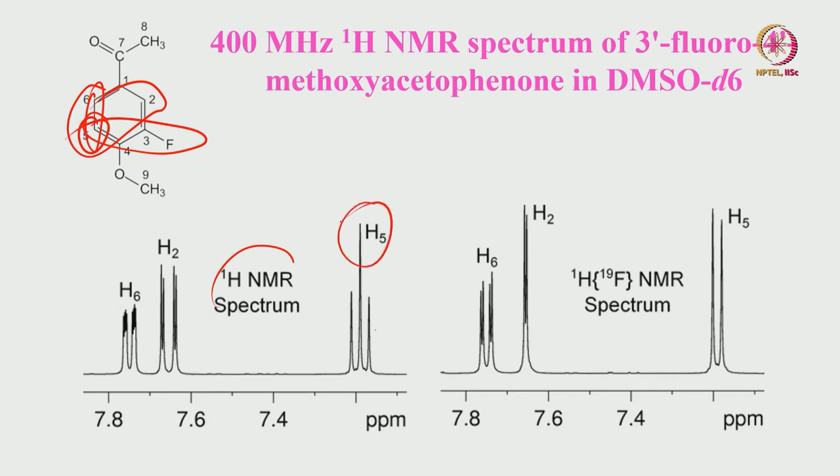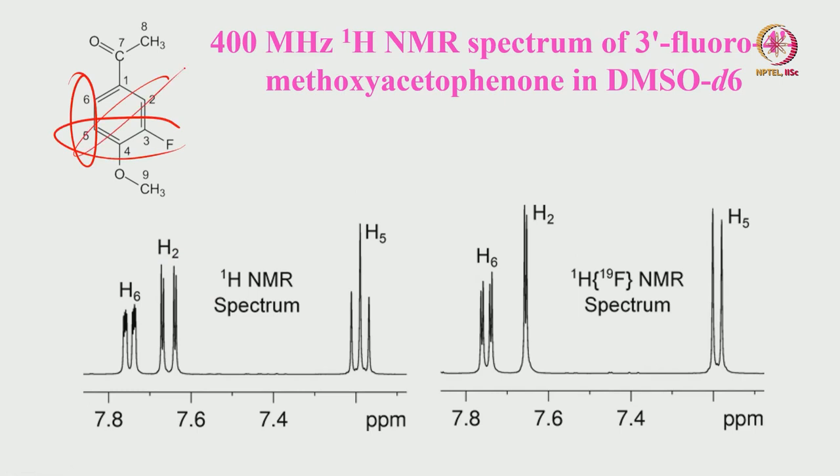Come to H2. H2 has one ortho coupling with fluorine and a meta coupling with this, and a para coupling that may or may not be seen. So it is a doublet of doublets. I can clearly say that is H2. What about H6? H6 will have an ortho coupling with this, a meta coupling with this, and also a para coupling. In principle, it should be a doublet of doublets, an 8-line pattern. The large doublet is because of one of the ortho couplings, then coupling with the fluorine, and then with this one.